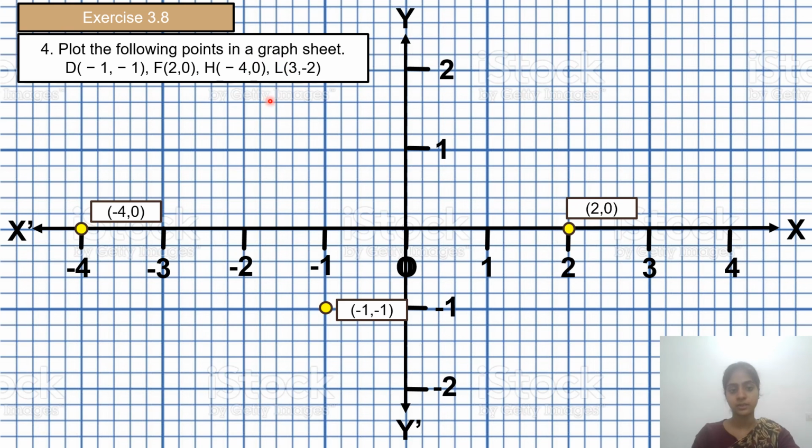Okay, last point L, which is 3 comma minus 2. 3 comma minus 2 means positive and negative. This belongs to the fourth quadrant. In this fourth quadrant, we take x value to be 3. And then y value is minus 2. So 3 and minus 2. So the point will be here. Okay, this point is 3 comma minus 2, which is L.